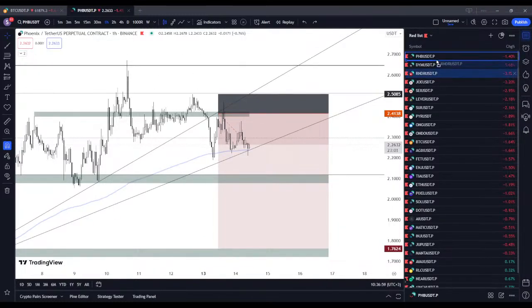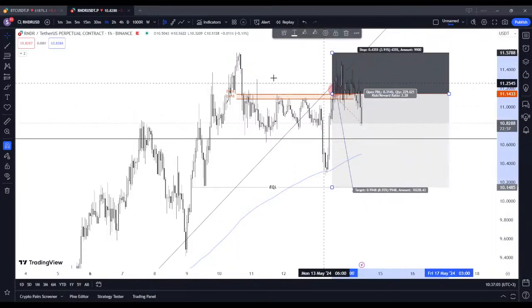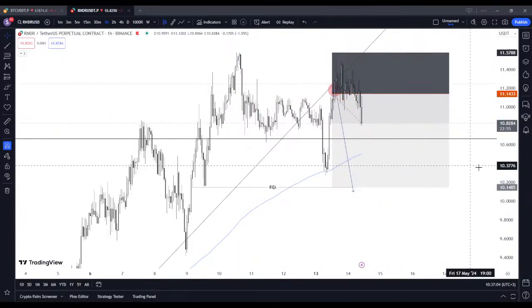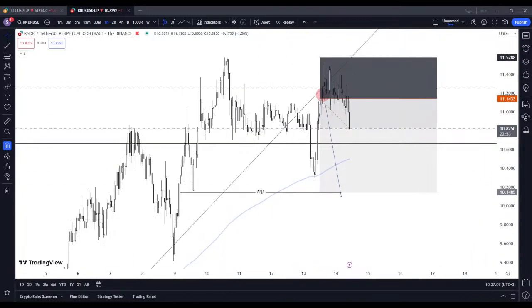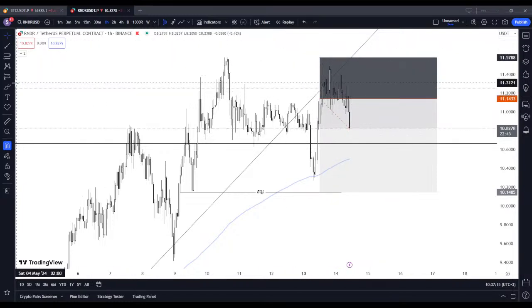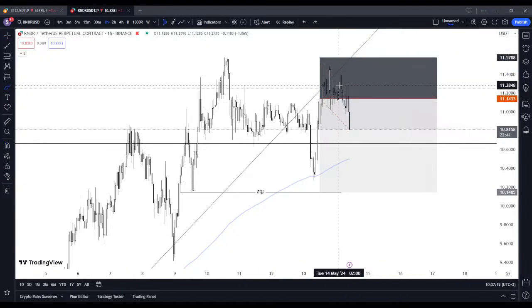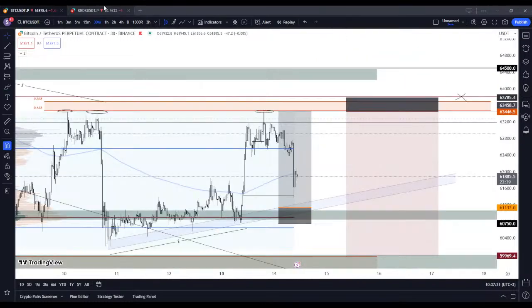I'm looking at Render in the same manner. I posted this setup for everyone on the premium side. So it's working quite well. Many ask me, do you still keep the short? Because you see, a scalp turned into, I can name it a swing.